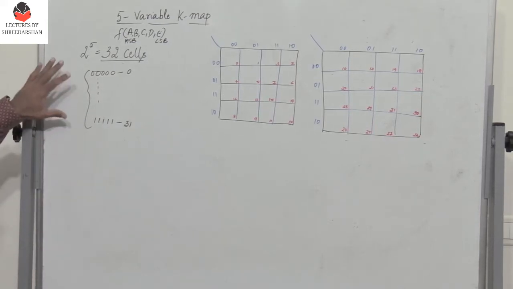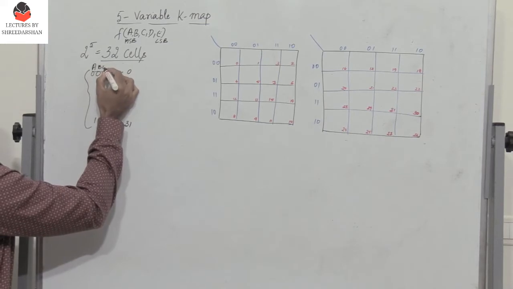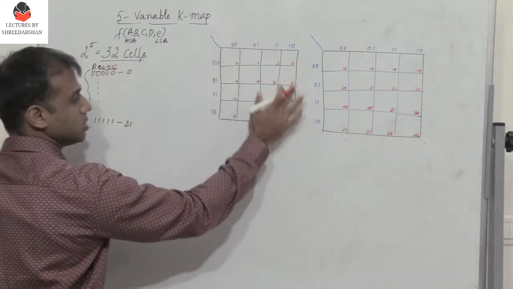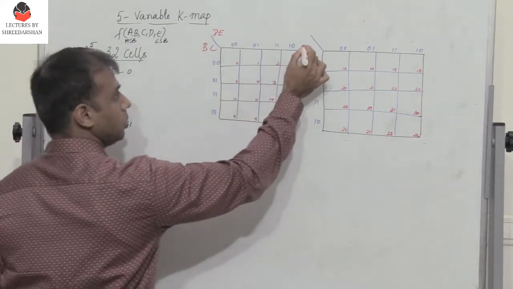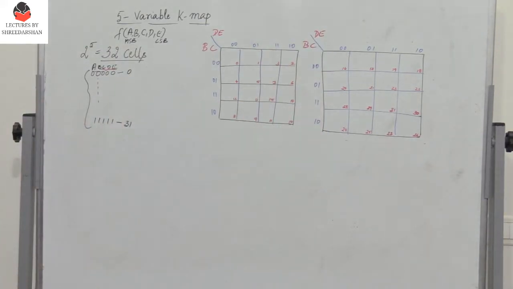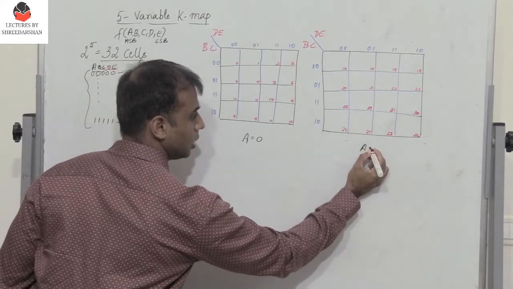So in order to write a 5 variable K-map, what do we do? Let A be the MSB, and then I have B, C, D, E. Now for the remaining 4, which is B, C, D, E, I write the K-map as usual. So this would be B, C, D, E, and this again would be B, C, D, E. And what about the MSB A? For the MSB A, the value of A can either be 0 or 1. So this is considered for A equal to 0 and this is considered for A equal to 1.